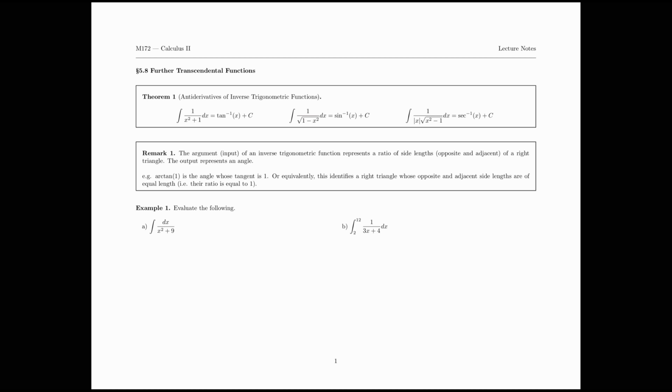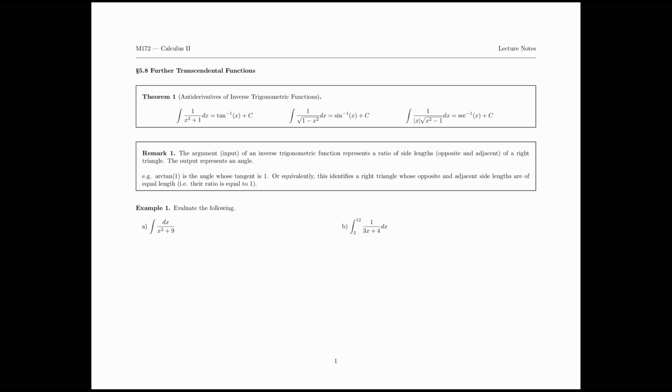All right, this next section, 5.8, is on transcendental functions, some additional transcendental functions. In particular, we have the antiderivatives for the ones that turn into the inverse trig functions. So with these facts here, there's nothing really to show. In Calc 1, you should have proven that the derivative of arctangent is 1 over x squared plus 1.